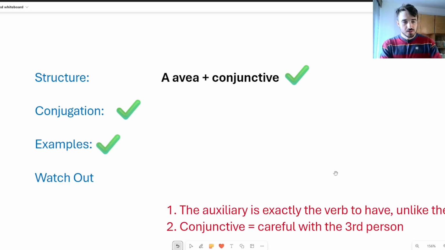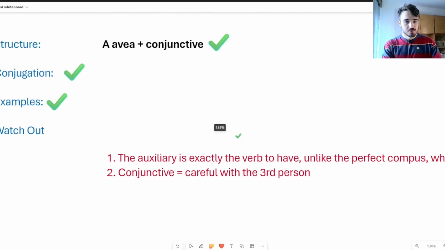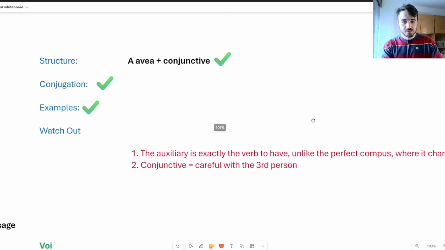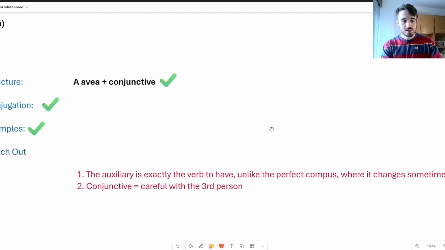Let's move to these tips. Watch out for those, because here especially there's a very interesting thing that happens. So first, the auxiliary, yes, it's to have. I know Romanian is a bit confusing sometimes and things get all over the place, and a avea is conjugated in one way in the present tense and in another way for the auxiliary of the perfect compus, and here we go back to a avea. So here is a avea. Eu am, tu ai, el are, not el a, for example.